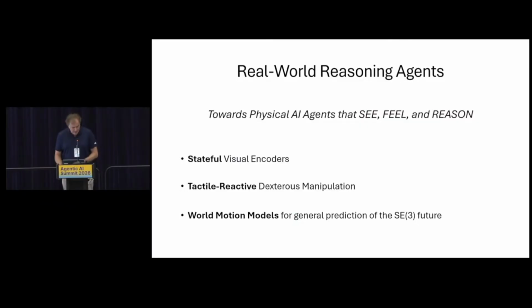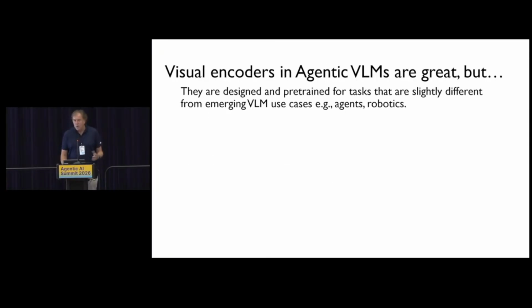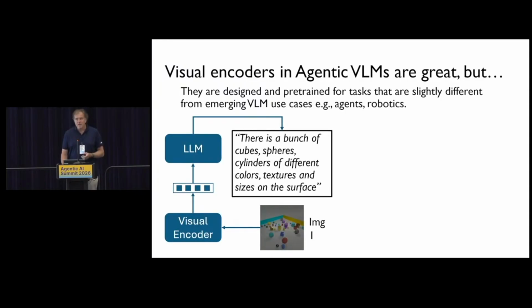And I'm going to tell you today about recent work at UC Berkeley on real-world reasoning agents, and in particular, agents that can see, feel, and reason about the physical world. I mean, we already have agents that can see, but they actually don't always see that well, right? If you look at the visual encoders in today's VLMs and agentic VLMs, they're well designed for internet vision tasks, but they're not always that well designed for physical AI tasks or even precise internet vision tasks.